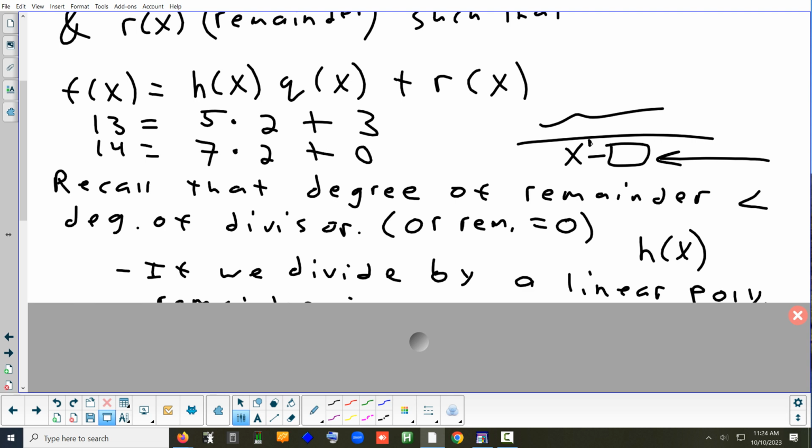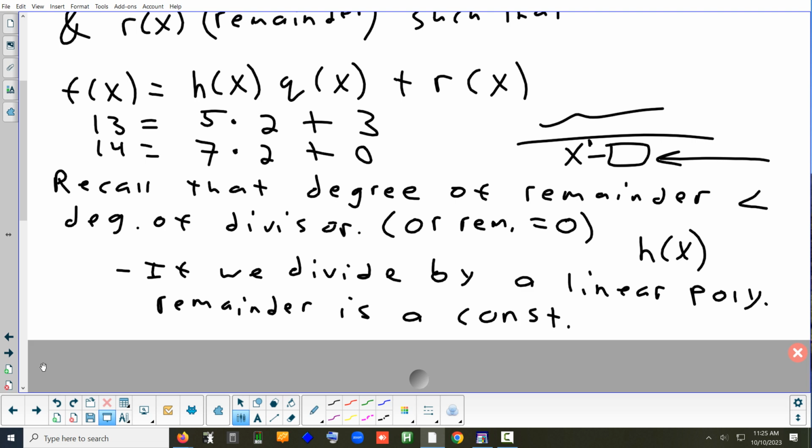And what do you call a degree 0 polynomial? Like degree 3 is cubic, degree 2 is quadratic, degree 1 is linear, degree 0 is, what is it? Constant. Right. When you divide by something linear, the remainder is a constant. It doesn't have to be 1. It could be 2, 3, 5, 10. But it's just a number. So when you divide by something linear, you're guaranteed to get a remainder that's a number. No letters in it. Well, right there, that makes the remainder easier to find because there's no letters.